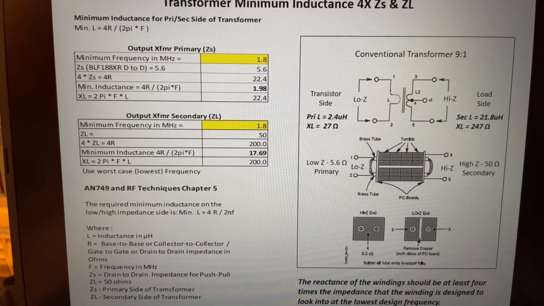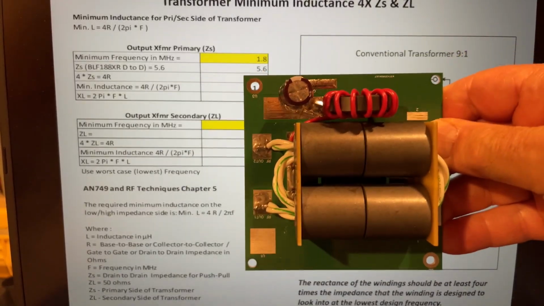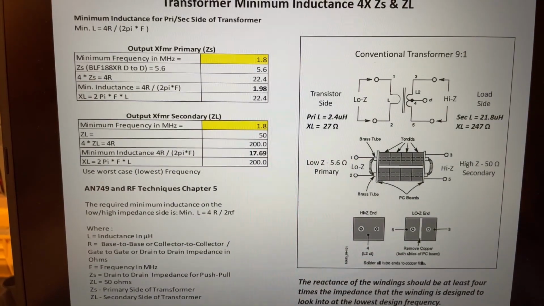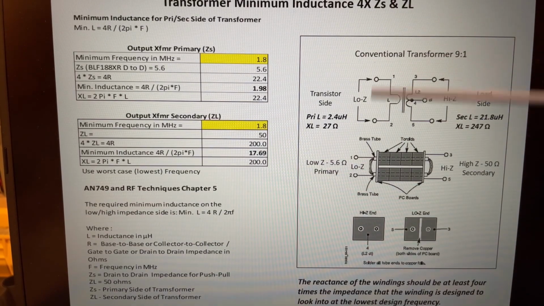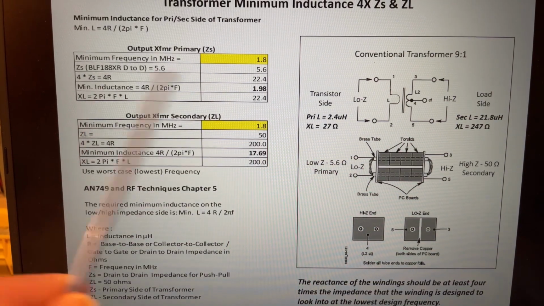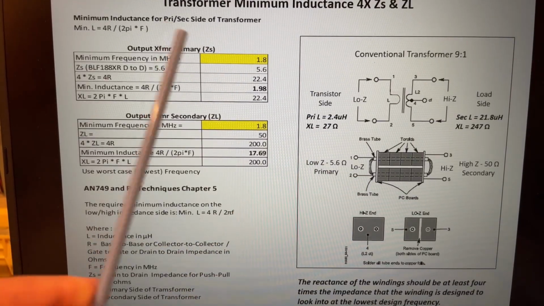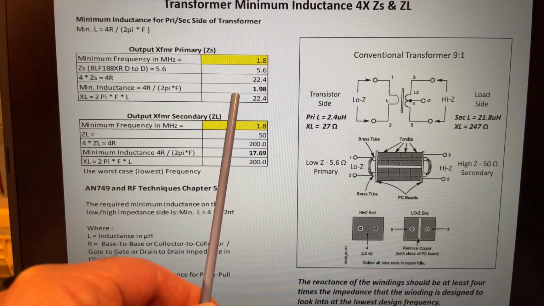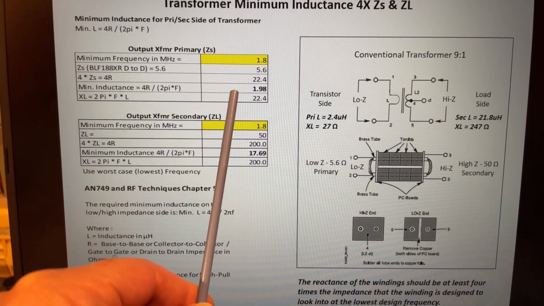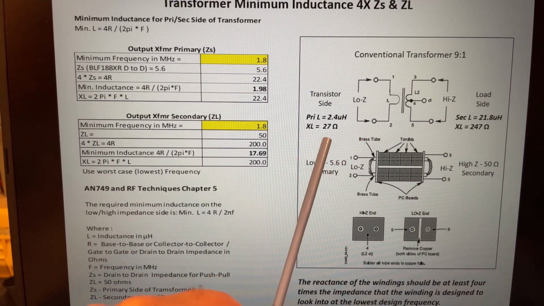Okay, so when we measure the actual transformer, this design here, I'm getting 2.4 microhenries on the primary. And if I calculate the reactance using this same formula, I get 27 ohms. So we meet the criteria for minimum inductance and minimum reactance or impedance at 2.4 and 27.